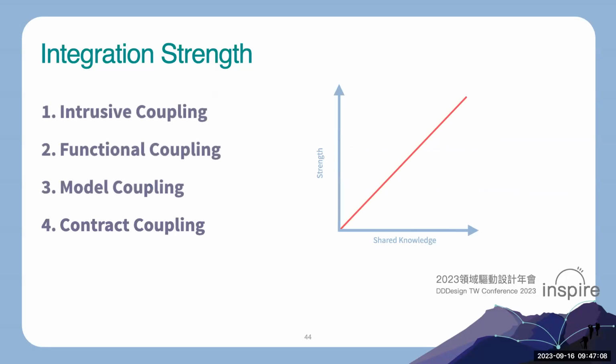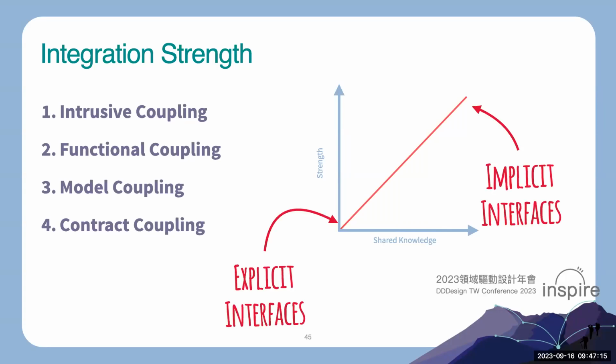They reflect the amount of knowledge that is shared across component boundaries, and it also reflects how implicit or explicit the integration interfaces are. Intrusive coupling shares the most knowledge, and it's also the most implicit one and the most fragile one. While if we go all the way down to contract coupling, this one is the most explicit because we have that integration-specific model that focuses on integration, and it's also the most stable one.